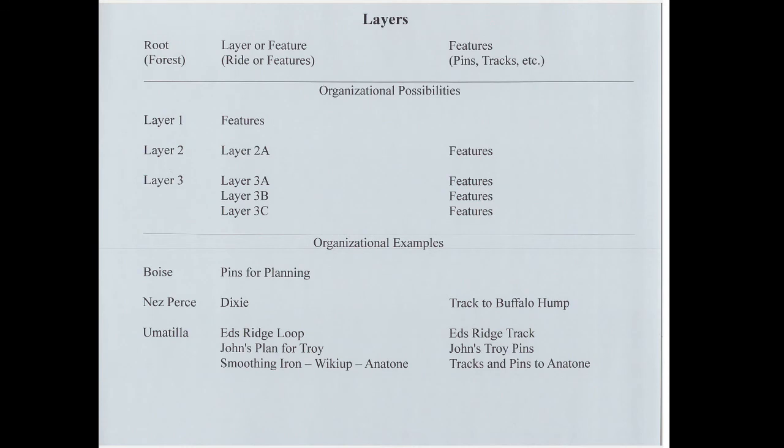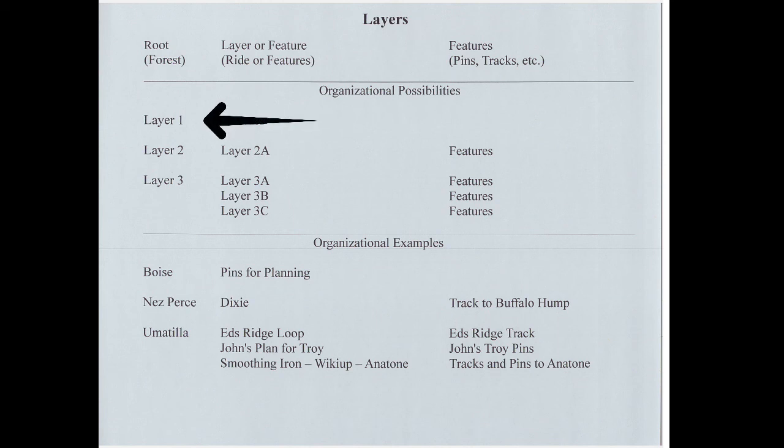Okay, we're all done with the physical examples of what layers and objects are. We'll move now into a little more of an explanation of the virtual layer and virtual pins and different objects. What we're looking at right now is kind of a list of 3 organizational possibilities and 3 real organizational examples. So let's start with the organizational possibilities.